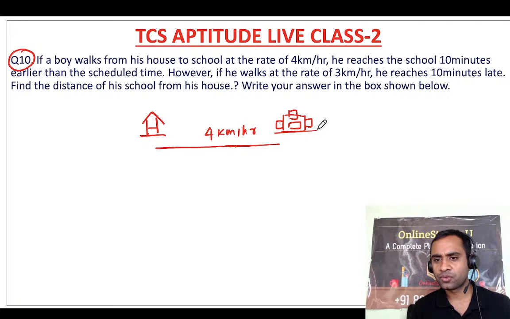Okay. So here he reaches his school 10 minutes late. Suppose if he had to reach at 9, he is reaching at 9. If he reaches 10 minutes earlier, then he is reaching at 8:50.